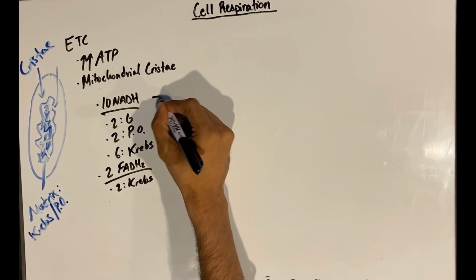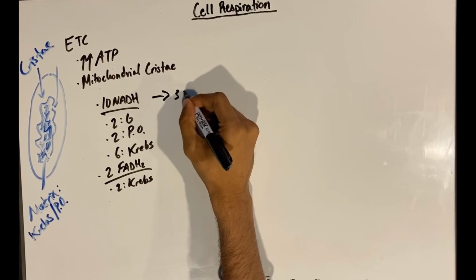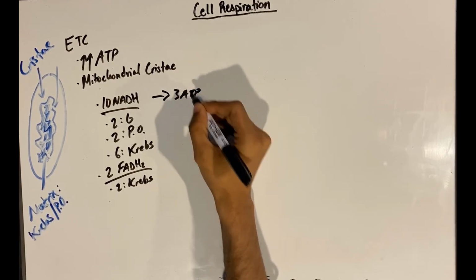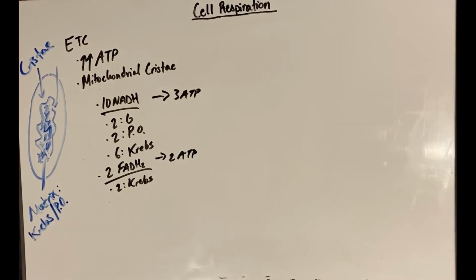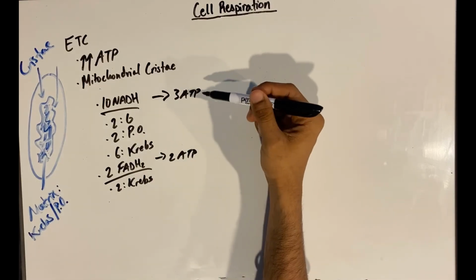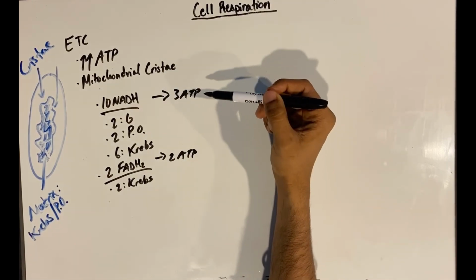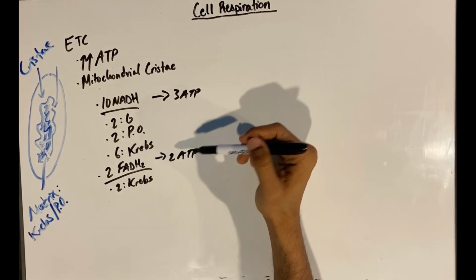As we said before, each NADH produces 3 ATP. Each FADH2 produces 2 ATP. The reason for this is because the electrons in the NADH have more energy than they do in the FADH2.